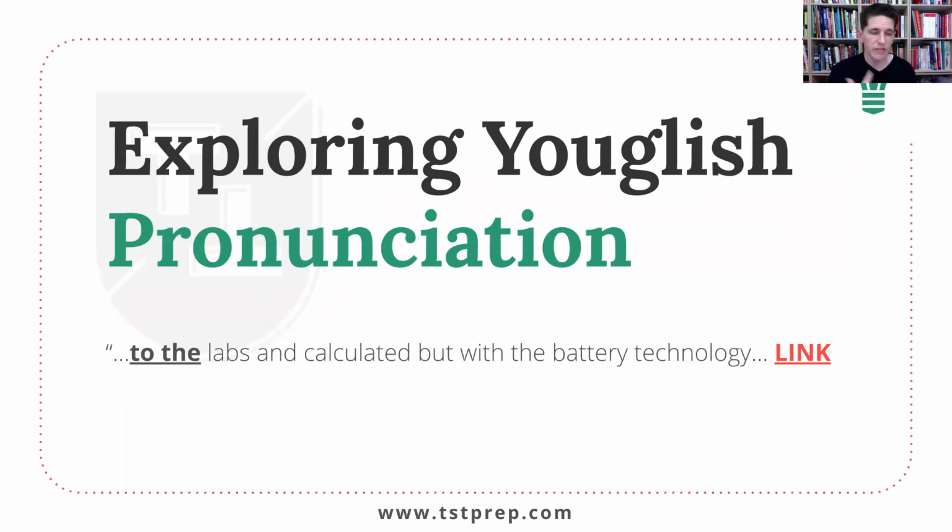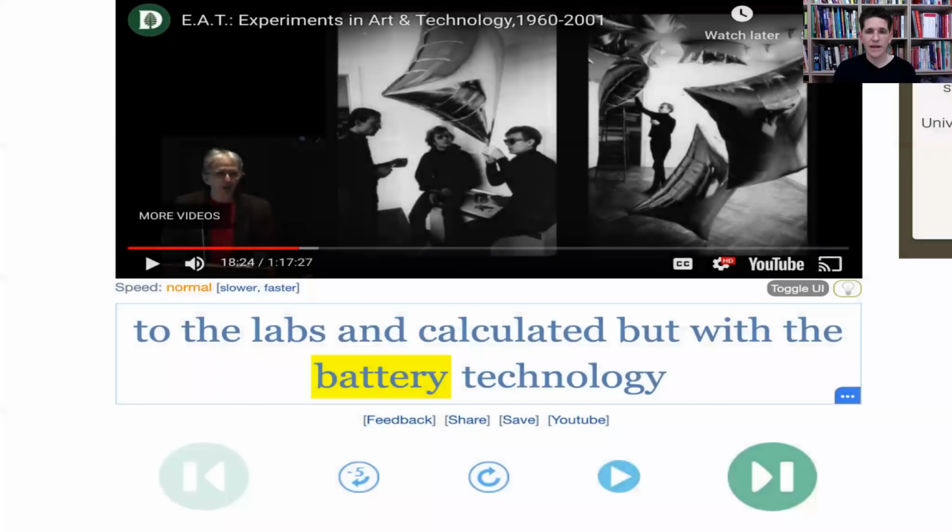Go to Youglish, and there's an example here for the word. So if I want to try to pronounce "to the labs and calculated, but with the battery technology," I can actually save the link, and I can go back and listen to this over and over again. And I can practice it again and again. So that's what you want to do. This is a screenshot from Youglish, when I was looking at battery. You really just want to focus on a couple sounds each day. You don't want to try to fix everything at once. Just focus on one word, a couple sounds, a couple phrases that you want to say well today.